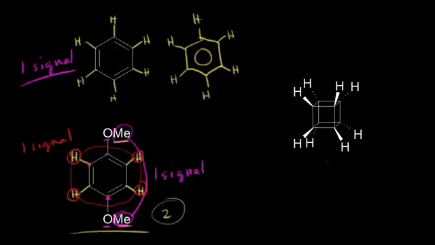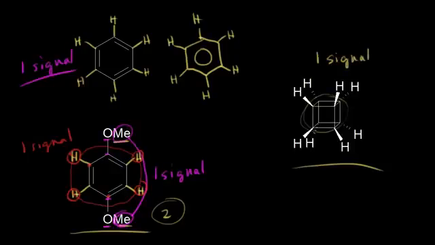Finally, for fun, let's just look at cubane here. One of the most interesting molecules, in my opinion. There are 8 protons on cubane. Cubane is just this cube here, and those 8 protons are all equivalent. If you just rotated this cube, you wouldn't be able to tell a difference here. So we have 8 protons, all equivalent, therefore only one signal. So cubane's NMR should have only one signal on it.